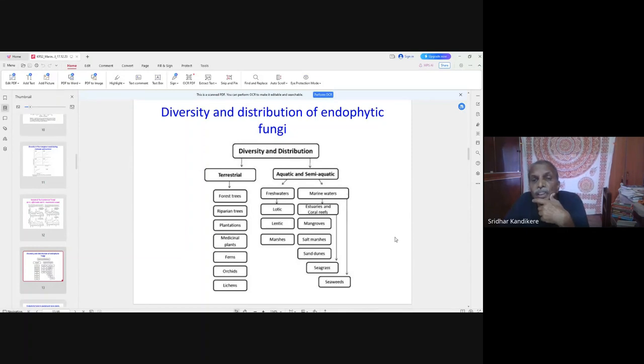These are all the substrates where fungi can colonize the live material, and also they live symbiotically with them without disease symptoms, and probably they may support the growth of the plants, and also they have their own role with regard to their symbiotic association.